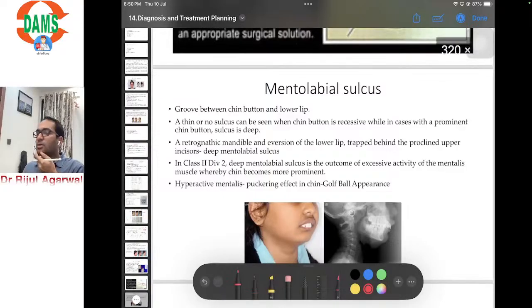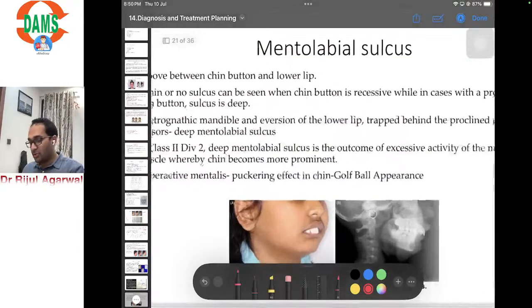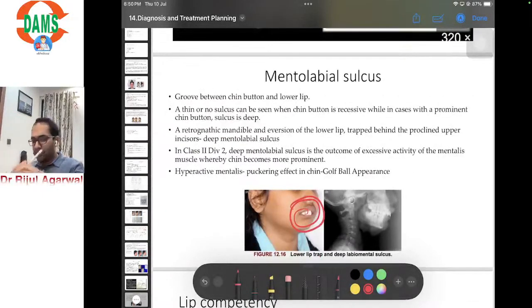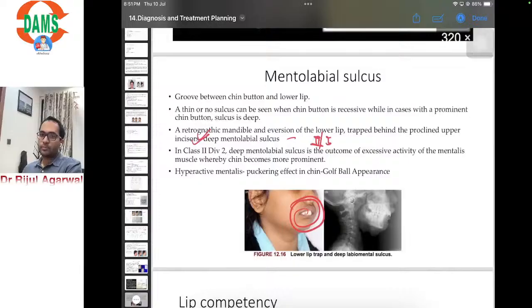So chin button recessive means the mandible is also behind. Okay, so what will happen? Mandible behind, lip is there, upper incisor will hit on this lip. What will happen? The lip will become everted or upturned, like in this photograph, leading to deep mentolabial sulcus. Okay, so in what cases deep mentolabial sulcus can happen? In proclined incisors, means class 2 div 1 cases.